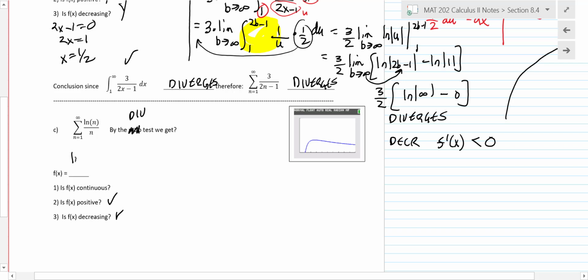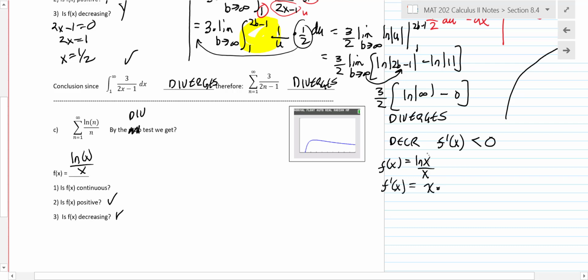Okay, the function is going to be ln of x over x like that. We'll talk about the continuity here in a minute. Okay, let's get this done. So let's do the derivative. If f of x is ln of x over x, that would be a quotient rule, right? So let's go ahead and do the quotient rule on the derivative.